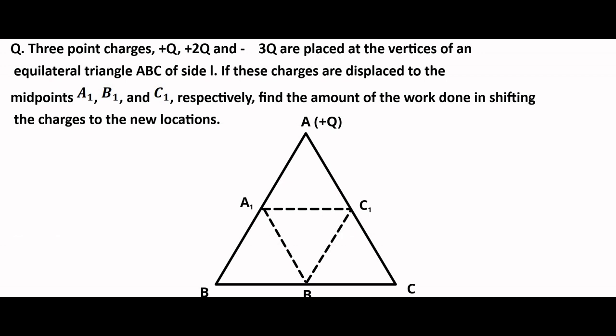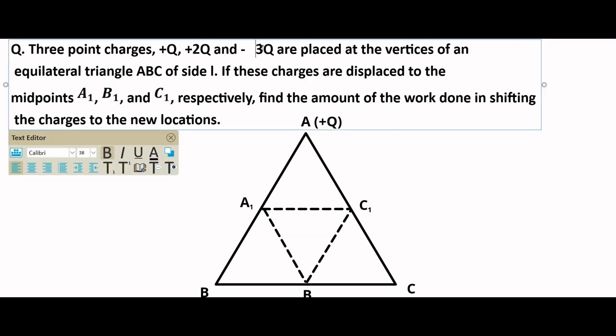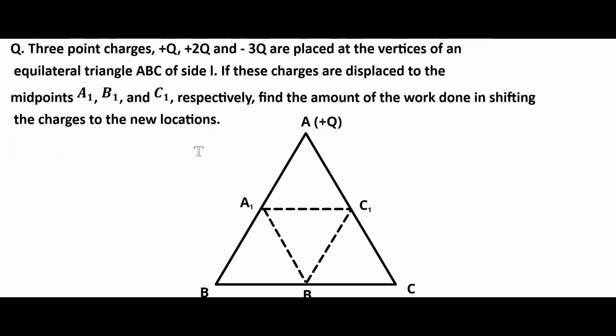So here is another question on electric potential. It is given that three point charges having values of plus q, plus 2q and minus 3q are placed at the vertices of an equilateral triangle ABC of side l.